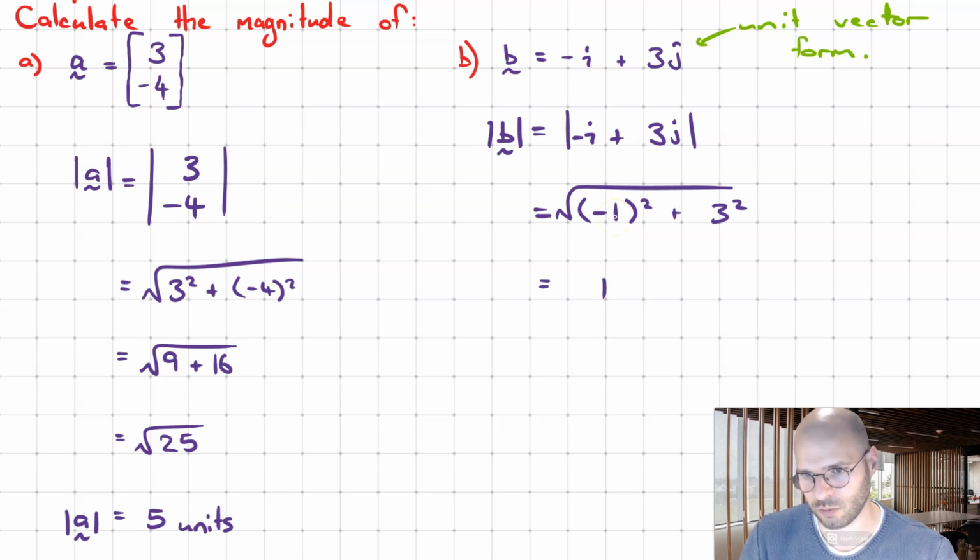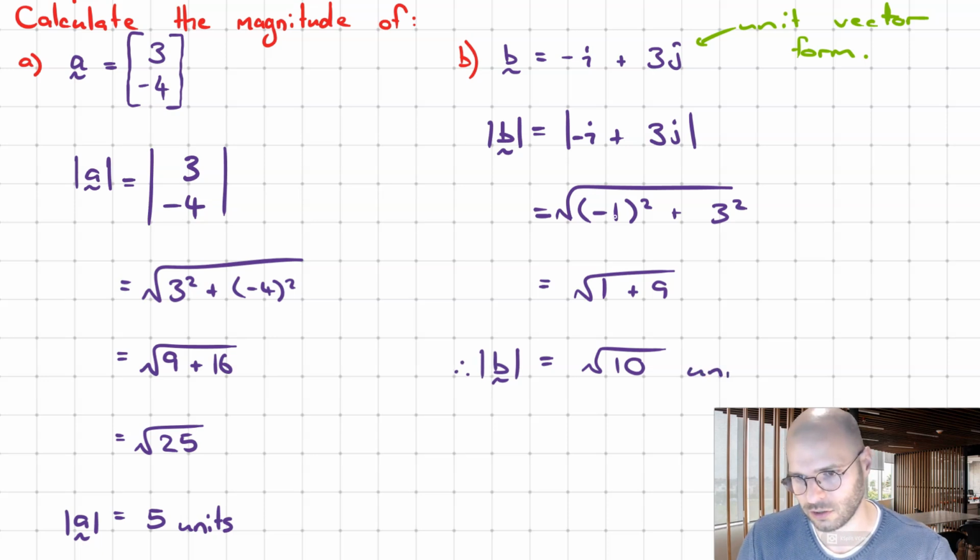Next, I do the calculation. It's going to be 1 plus 9. That will be root 10. And if I want, I can say that the modulus of vector B is equal to root 10 units.